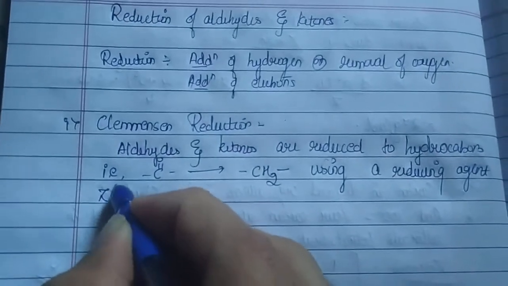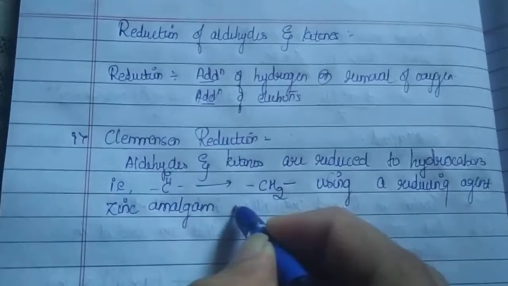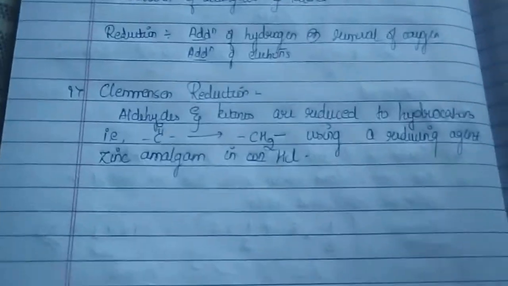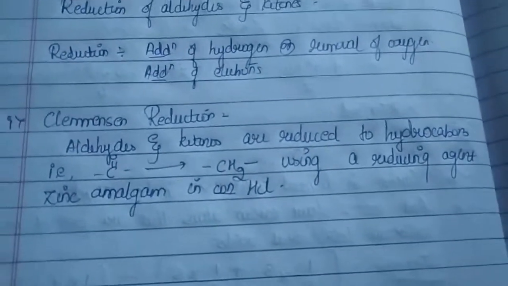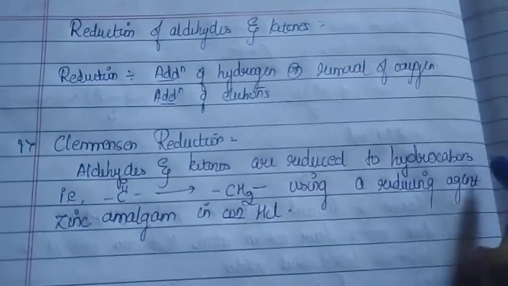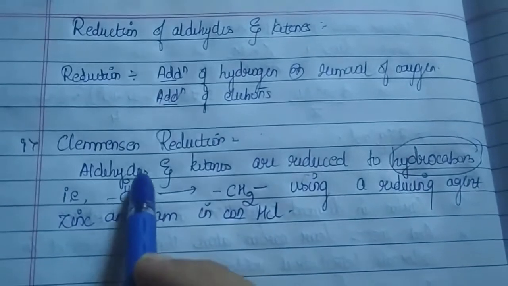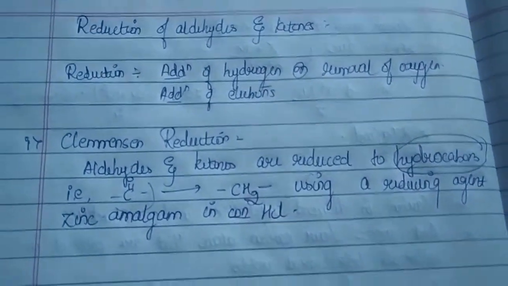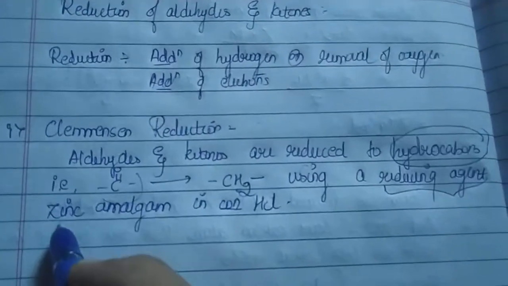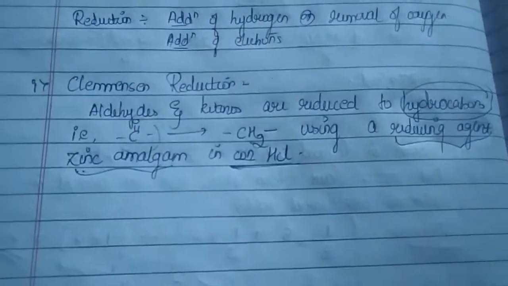zinc amalgam in concentrated HCl. So this is what our Clemmensen reduction is stating. It's a reaction in which we are reducing the aldehydes or ketones to hydrocarbons. And how are we doing so? We are converting the carbonyl group to a CH2 group. And how is this made possible? By using the reducing agent. And what is that reducing agent? Zinc amalgam in concentrated HCl.